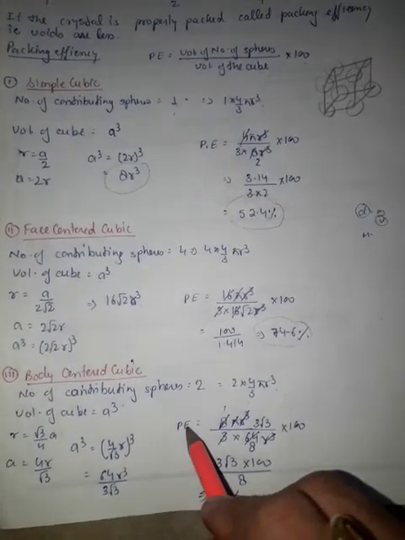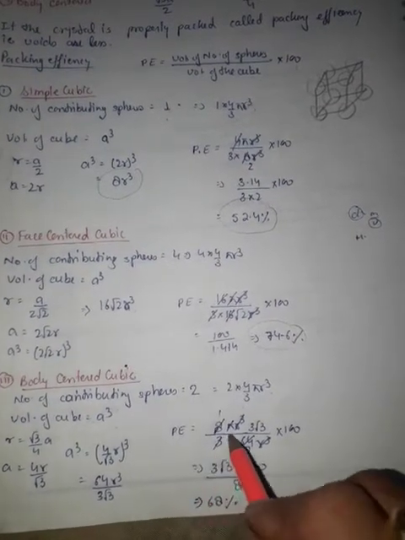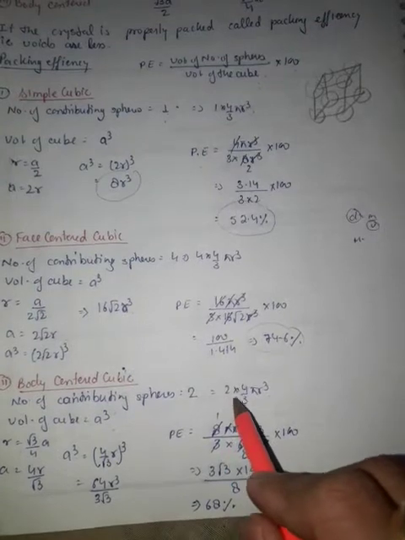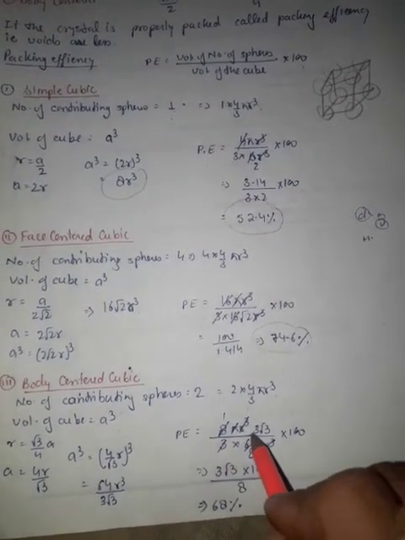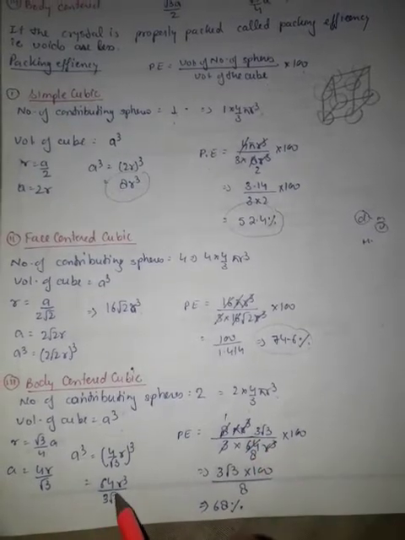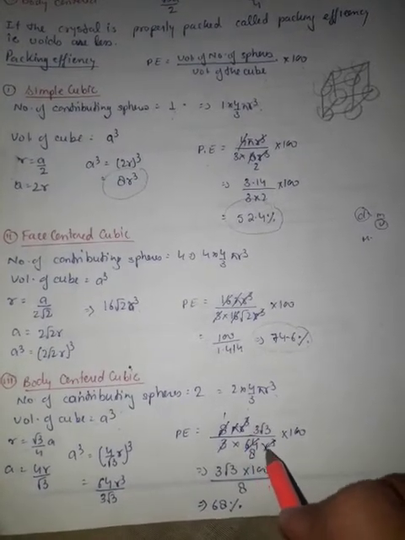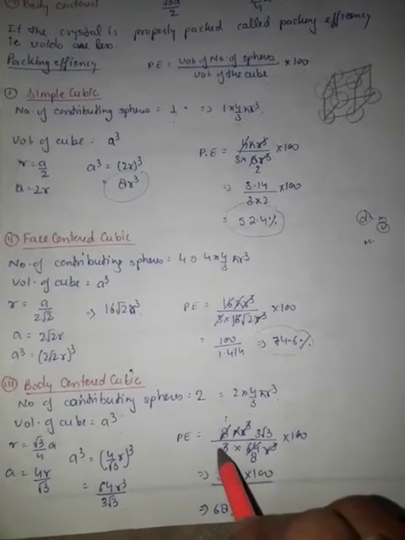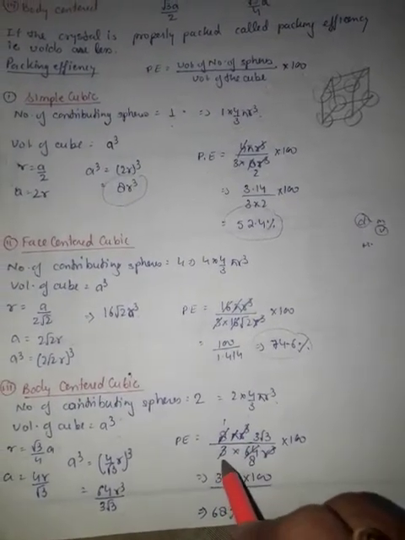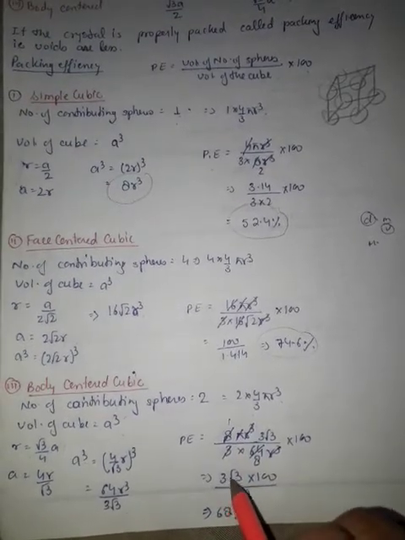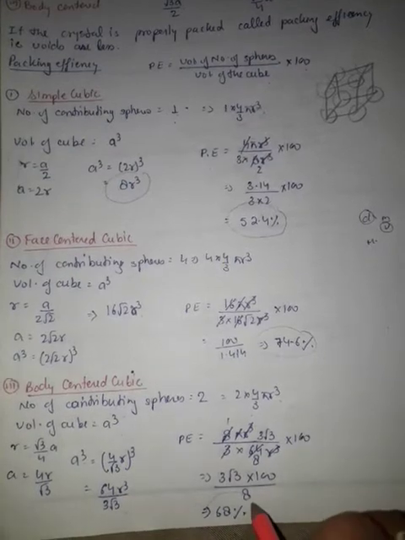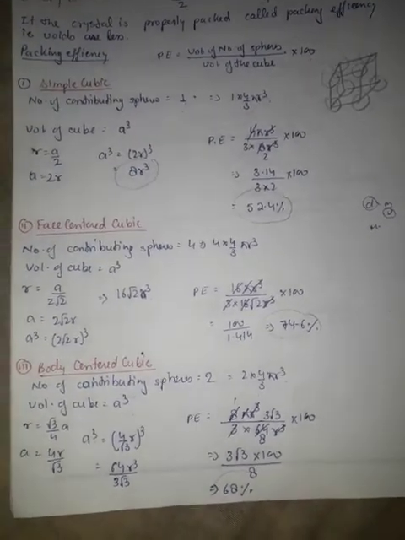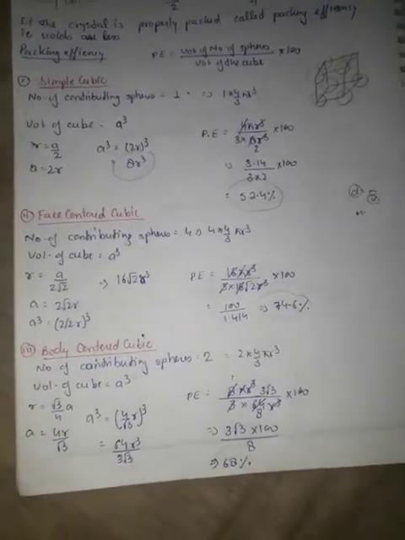Now packing efficiency: 2 into 4 is 8 pi r cube upon 3 into 3 root 3 r cube. This 3 root 3 goes up, and 64 r cube cancels, 8 1s are 8, and 3 and pi cancel. We get 3 root 3 pi into 100 upon 8, that is we get 68%. So this is the way we calculate the packing efficiency.